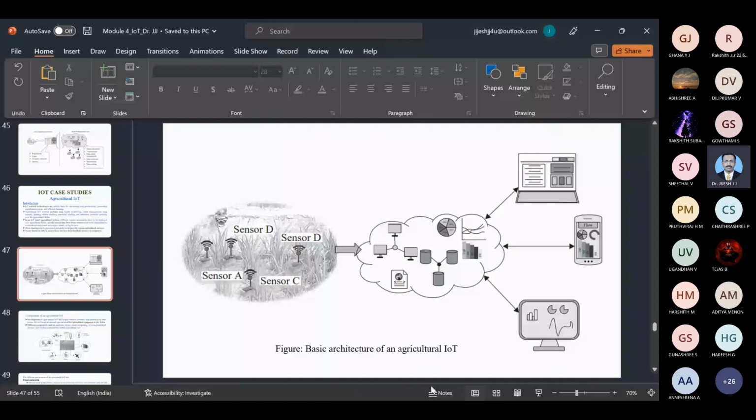So that's the reason why we go ahead with all this process. And you can see in the figure that sensors A, B, C, D have been deployed. Let us consider that these sensors are going to measure the fertility parameter of the land, the pH content, or the temperature, or whatever parameters the farmland is in need of.